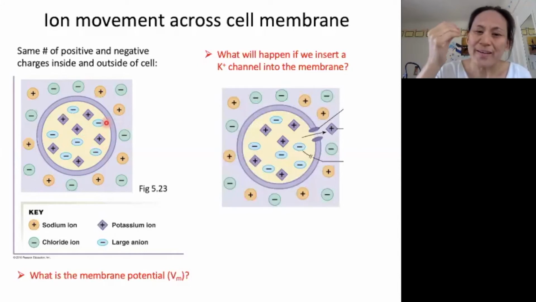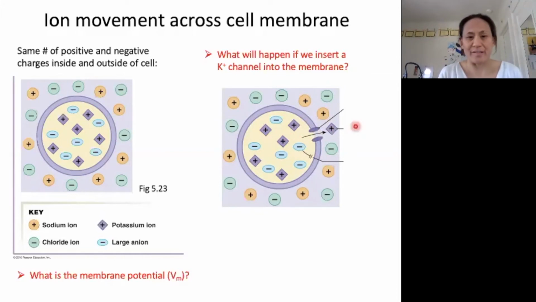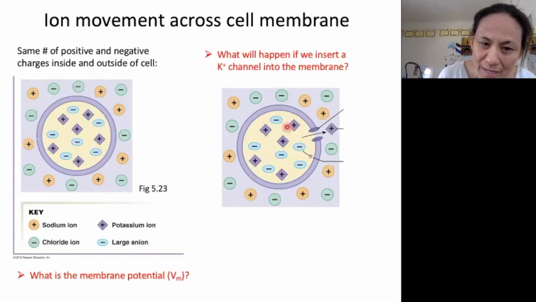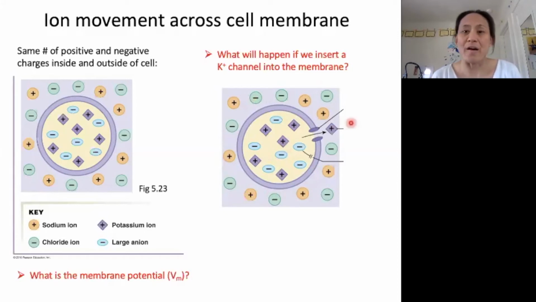Okay, so hopefully you figured out that if we inserted a potassium channel into the membrane, potassium would follow its concentration gradient and move out of the cell, right? So we have a whole bunch of potassium here, no potassium outside of the cell. That potassium is going to follow its concentration gradient and move out of the cell.